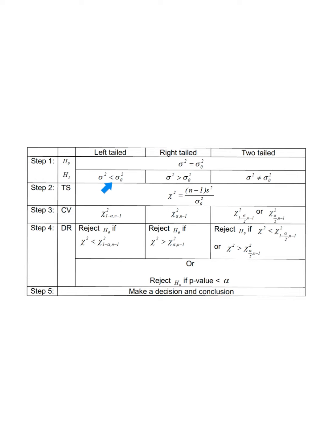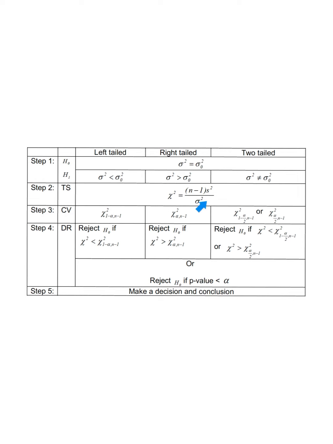We use the notation less than. For the right tail, sigma squared greater than sigma naught squared. As I mentioned, this is the value given by the question. And then for the two tail, sigma squared not equal to sigma naught squared. Then the second step is the test statistic. The test statistic that will be used here is chi-square. So chi-square equals n minus 1 times s squared over sigma naught squared.